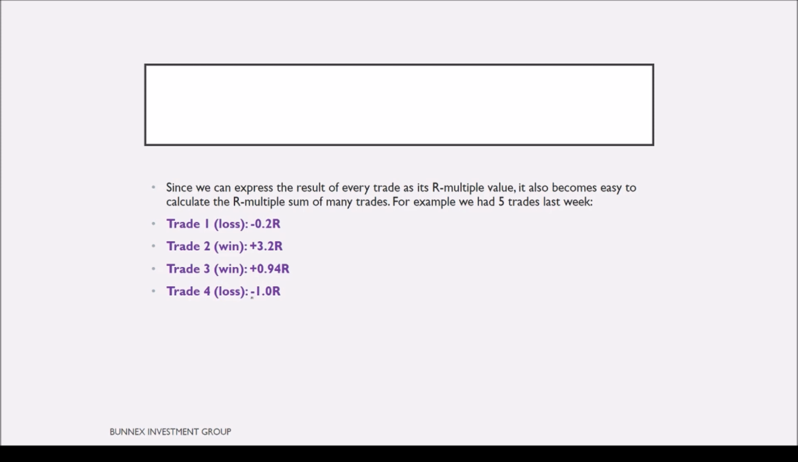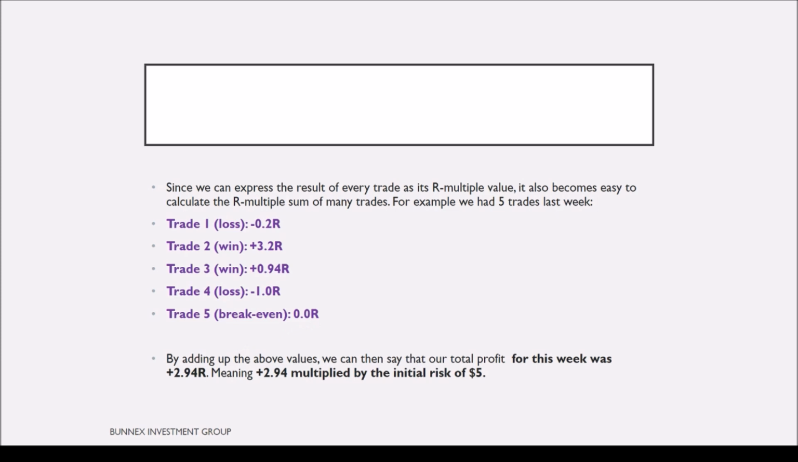Then trade number 4 was a trade that actually hit our initial risk or our stop loss, which is minus 1R. Then trade number 5 was a break even, which resulted in 0.0R. So by adding up the above values, we can then say that our total profit for this week was plus 2.94R, meaning that plus 2.94 multiplied by the initial risk of $5 was our profit.